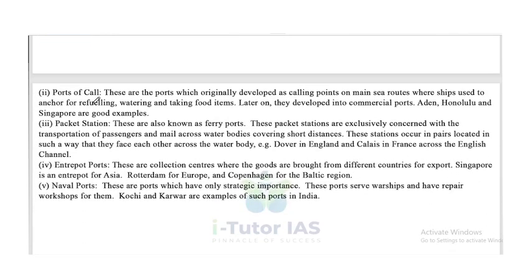Now, ports of call. These are ports which originally developed as calling points on main sea routes where ships used to anchor for refueling, watering and taking food items. Later on, they developed into commercial ports. Aden, Honolulu and Singapore are such examples.